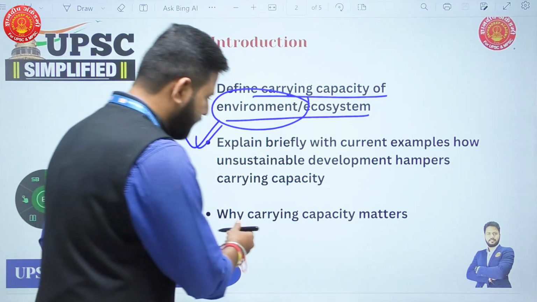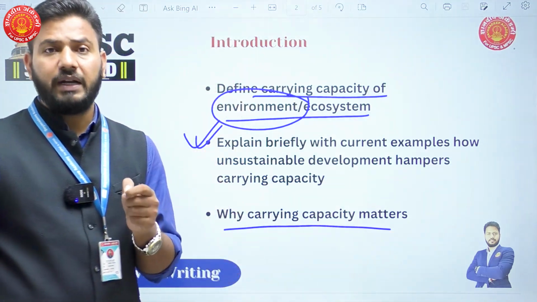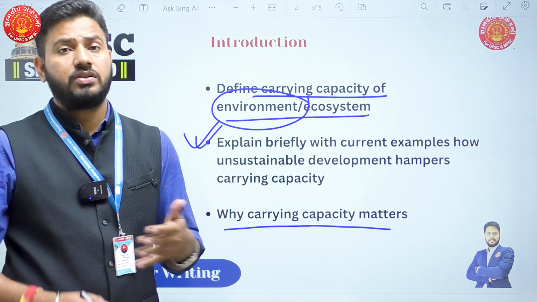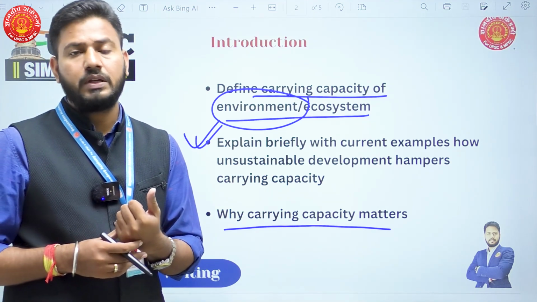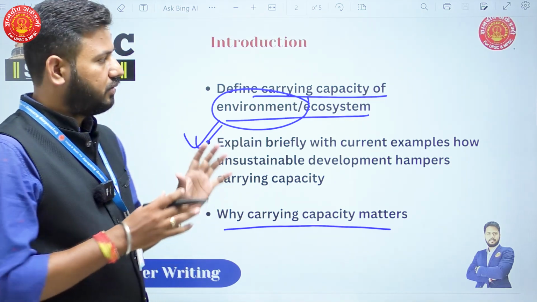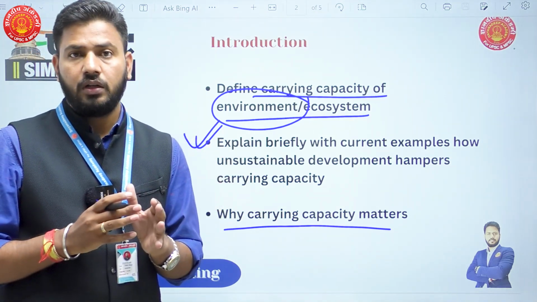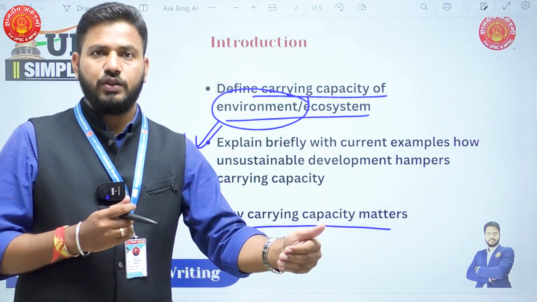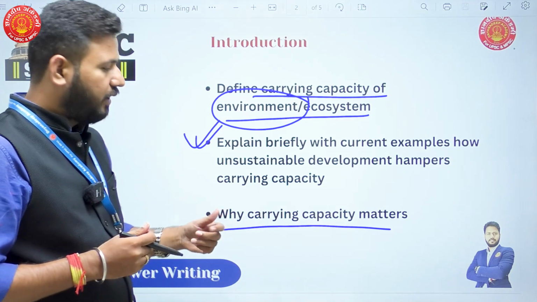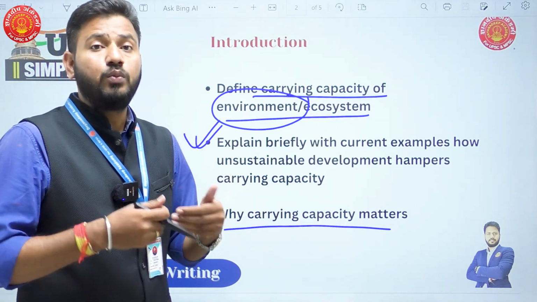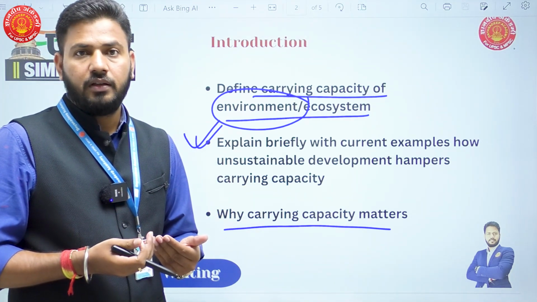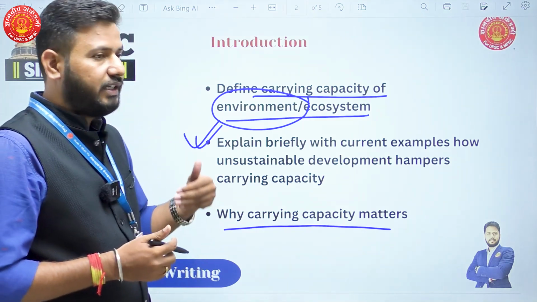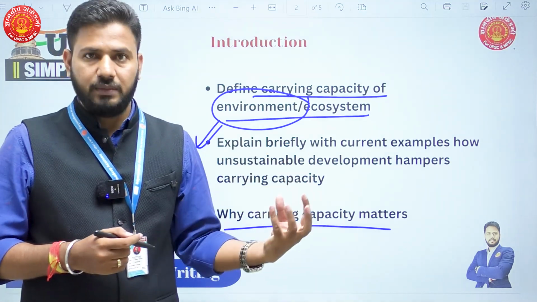Now, why carrying capacity matters? Very briefly, why it matters. With all the degradation and destruction of ecosystems and forests that we are carrying out, this concept becomes very important, because I'm trying to connect carrying capacity to sustainable development. So how am I doing it? By explaining why carrying capacity is more important today than ever. Because the development process has been fastened, and the development that we do has to be sustainable.